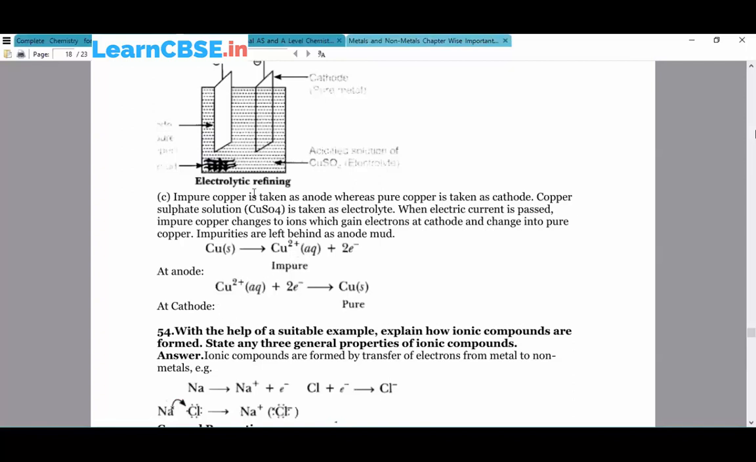At the cathode, what will happen? Once it forms Cu2 plus, the cathode is having a negative charge. So it will move towards the cathode and it will accept two electrons because at the cathode reduction takes place. So gain of electrons. Cu2 plus gains two electrons and it forms Cu. It's pure.